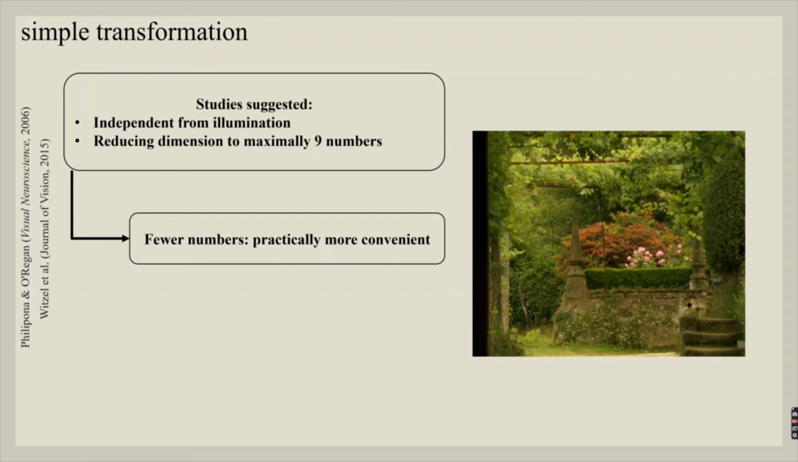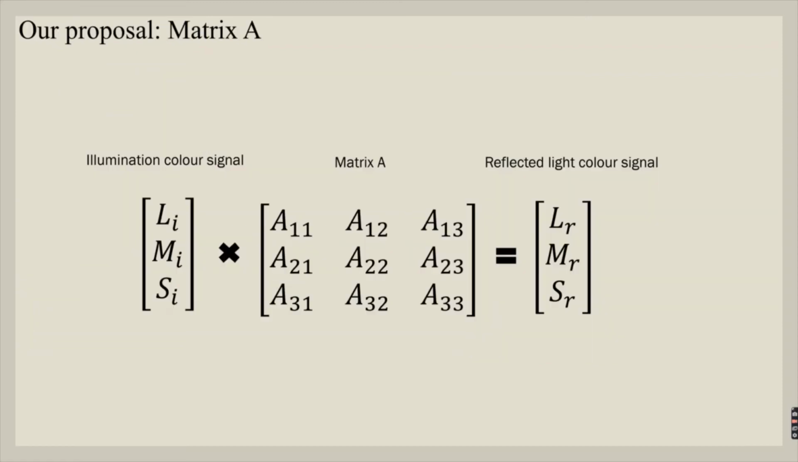To characterize surface colors independent of the light by many fewer numbers rather than the full spectrum, previous studies proposed a simple linear transformation. Having fewer numbers, this transformation is practically more convenient to communicate than the full spectrum. Mathematically, matrix A in the center here converts illumination color signal to the reflected light color signal. Can we use this model to specify surface colors?